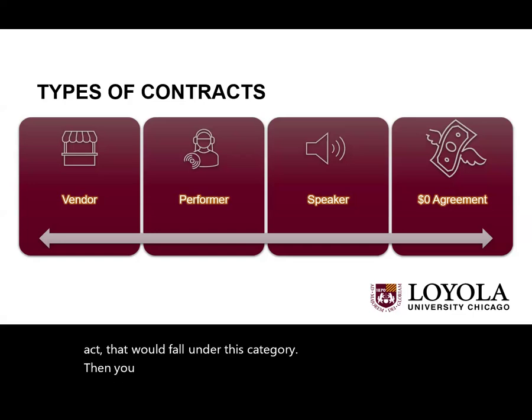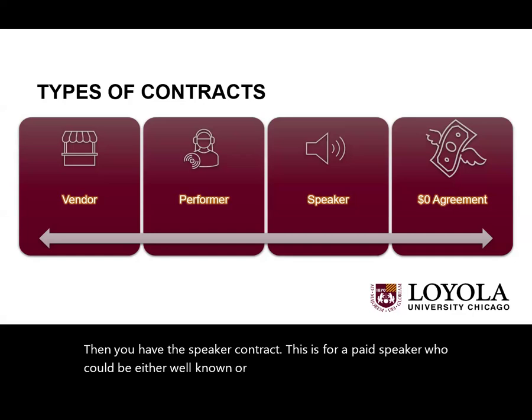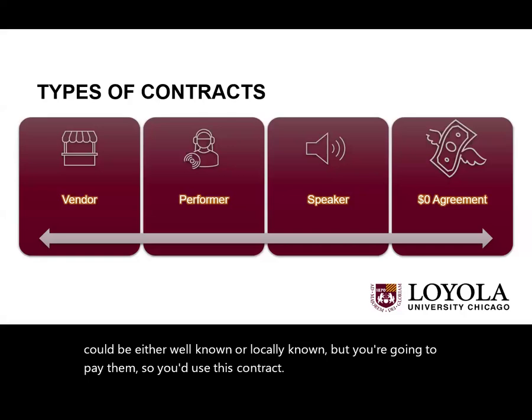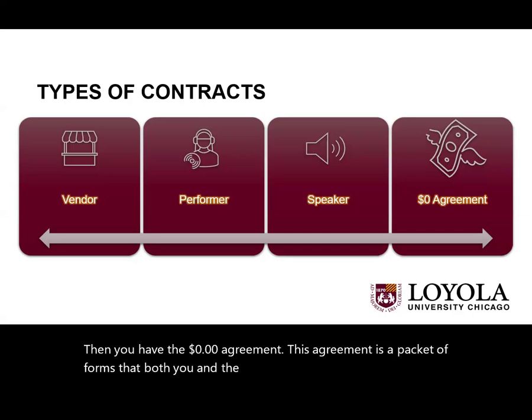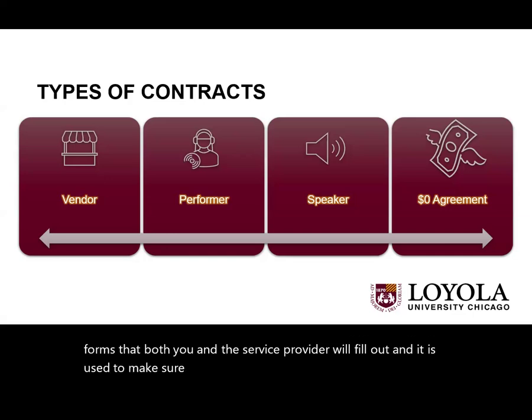Then you have the speaker contract. This is for a paid speaker who could be either well known or locally known, but you're going to pay them, so you'd use this contract. Then you have the $0 agreement. This agreement is a packet of forms that both you and the service provider will fill out, and it is used to make sure that any unpaid speakers, panelists, service providers in general, their acts will align with Loyola's mission and values.